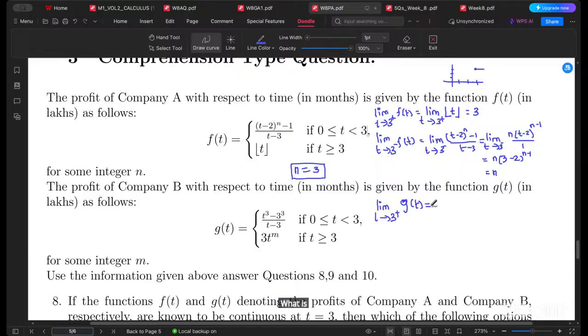What is this? 3t raised to m. Yes, so you will have 3 t power m. So limit t goes to 3 plus of 3 t power m. Okay, now how are we going to do this? 3 is just a constant, so you can keep it out, and you will have limit t goes to 3 plus t power m. So what will you have?